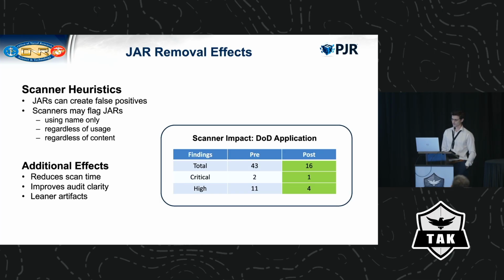On the far right side, we see an example of one DoD application where we've had success from a scanner perspective. The pre-debloat version had 43 total CVE findings, and after just using the JVM load model filtering, we were able to get down to 16 total CVEs, resulting in a 63% reduction in CVEs. One of which was removing a critical CVE, and 4 high, or removing 7 high.